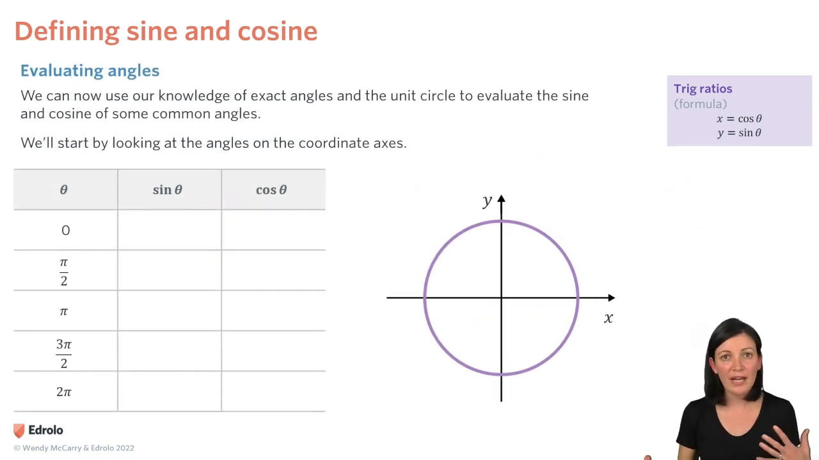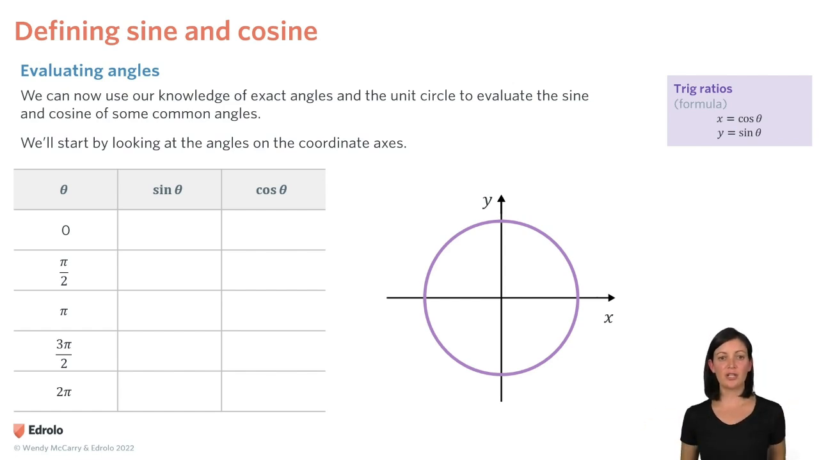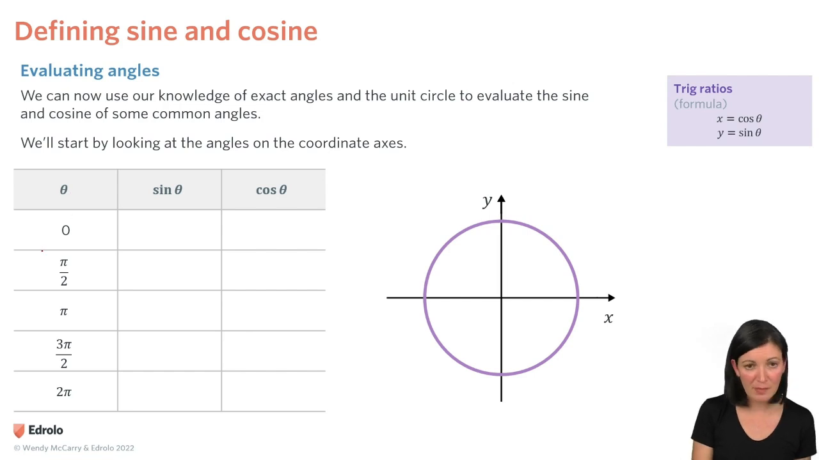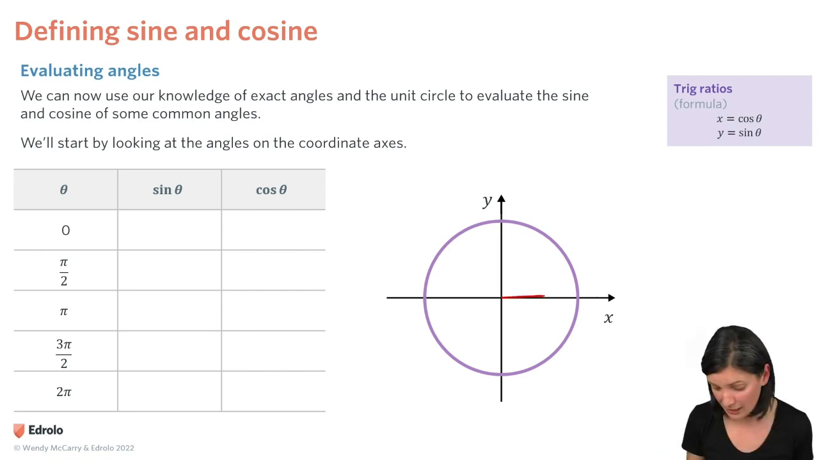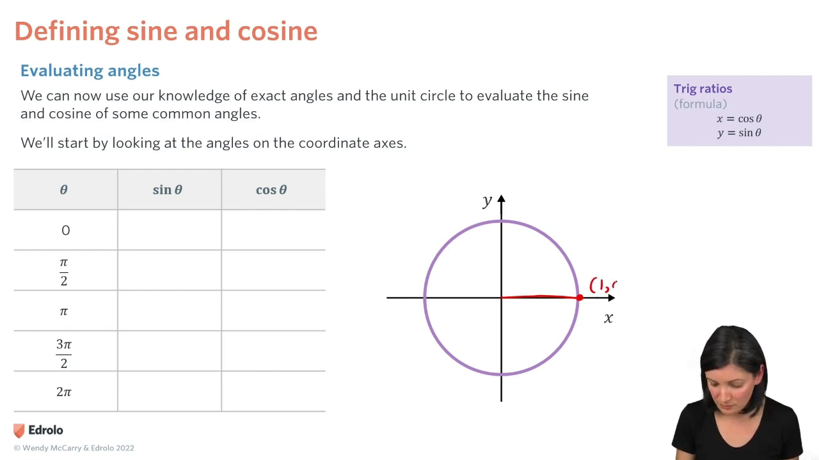Okay, so now knowing this relationship, that x is equal to the cos of theta and y is equal to the sine of theta, we can start to expand and use our knowledge of exact values to find the values of some other common angles. Okay, let's see how we would do this. We're going to start first by looking at the angle 0 radians, and that would just be that line there. Remember, we started on the x-axis with 0, okay? Now, because we've got a unit circle here, that is the point (1, 0).